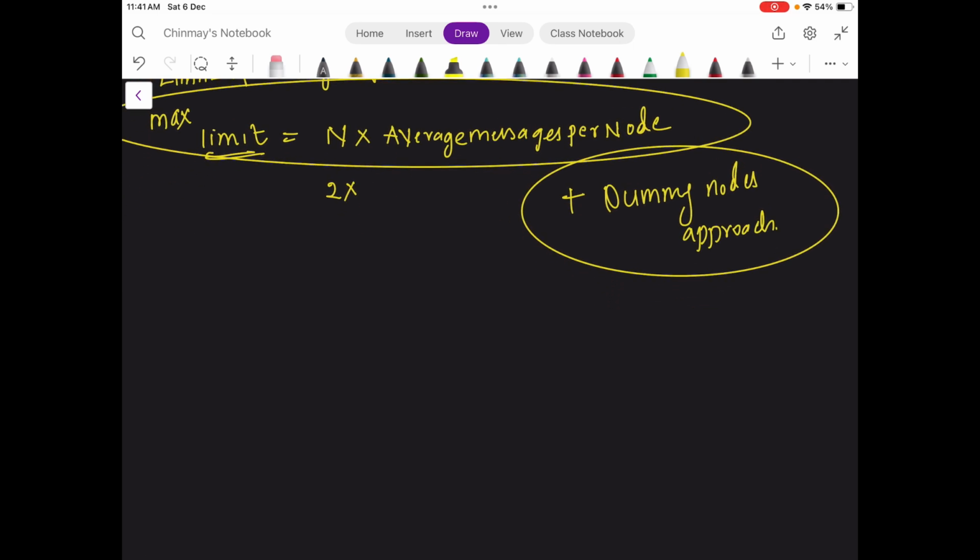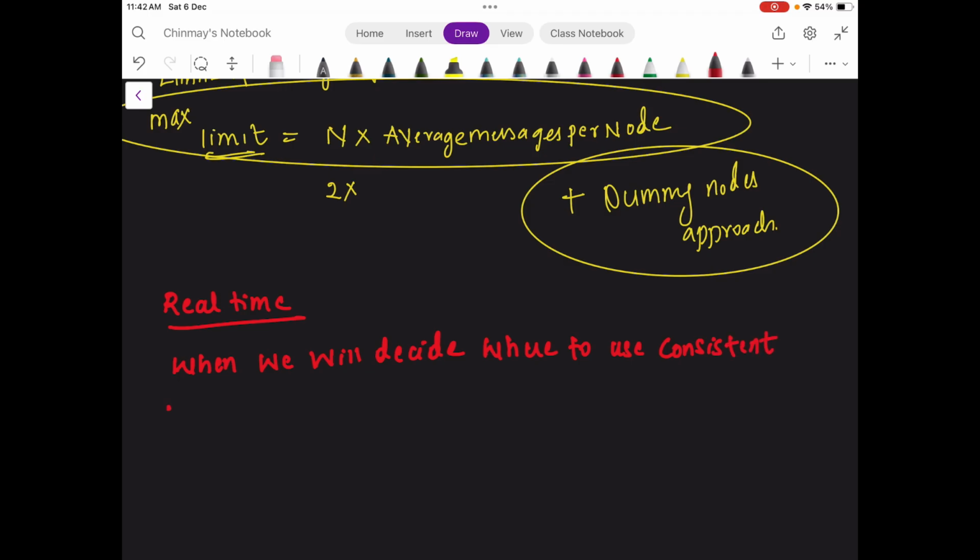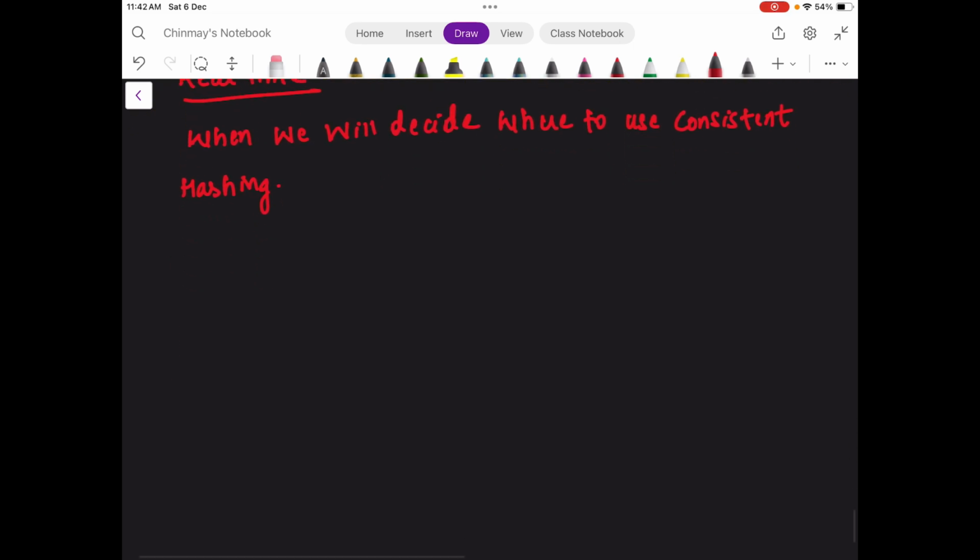Now in real time, when will we decide where to use consistent hashing? This is also very much important, right? Distribution of messages.